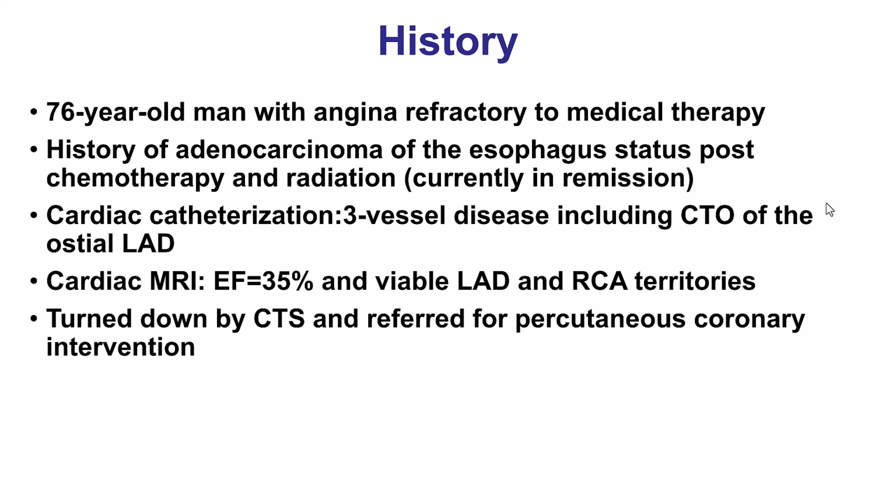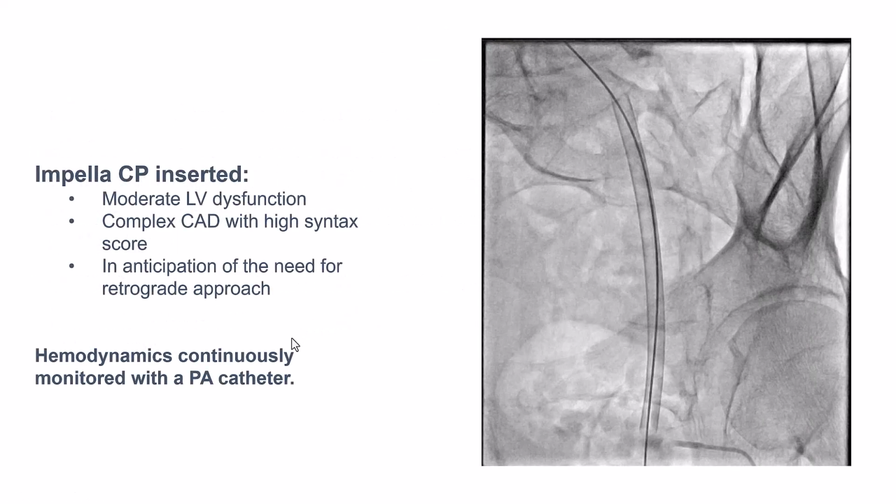The patient had multiple comorbidities, mainly esophageal cancer that he had been treated with chemotherapy and radiation therapy, and presented with angina, who was found to have 3-vessel disease with CTO of the LAD, diffuse disease of the right coronary artery, and a small diffusely diseased circumflex. His ejection fraction was 35%, but cardiac MRI saw viability in the anterior and the inferior walls. He was turned down for surgery and he was referred for percutaneous coronary intervention.